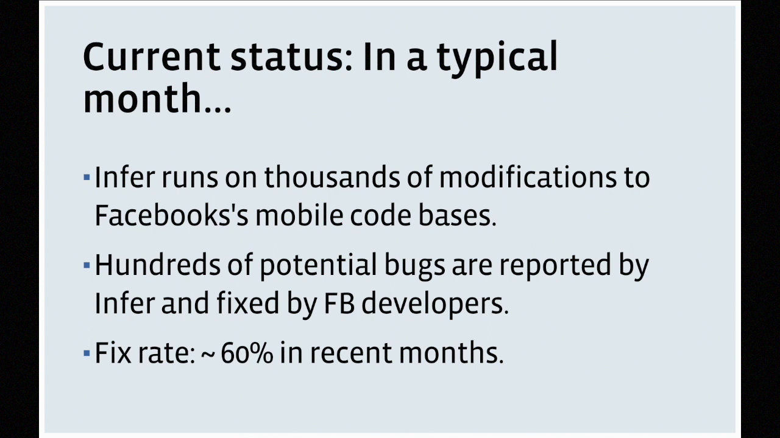At the moment, Infer runs on thousands of code changes in Facebook's mobile code bases, and it finds hundreds of potential bugs. We have a fix rate of about 60%, which is rather good for this kind of tool. We'd like to make the tool report fewer false positives, so that it has high value, because if there are too many things that are not useful, then developers won't like it so much.